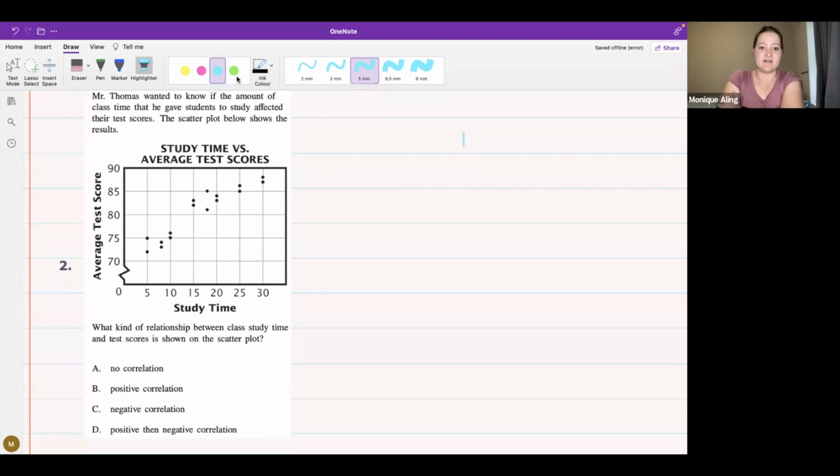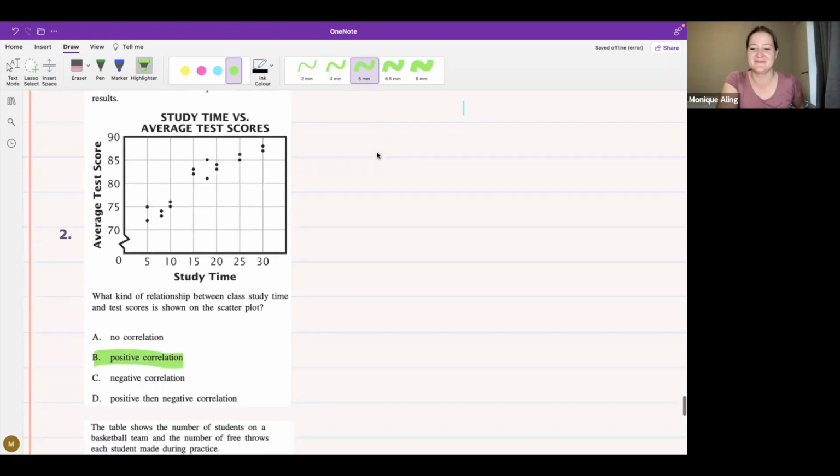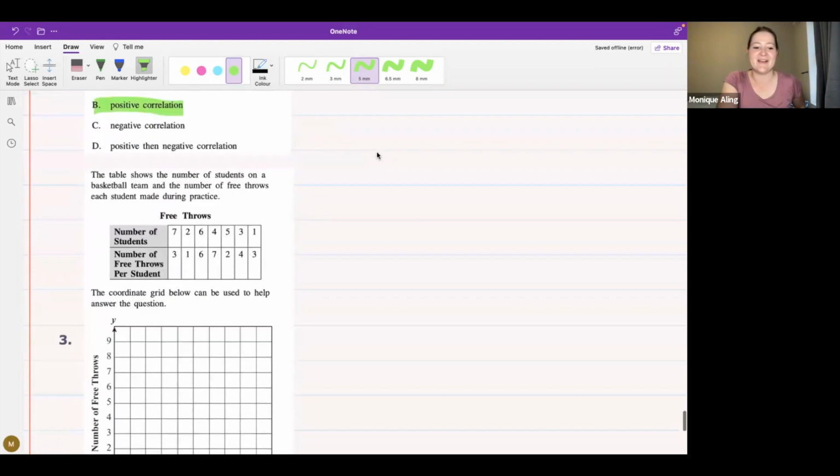Nice, everyone. It is a positive correlation. Good. Okay. And that's true for real life. The more you study, the better your results are going to be. Just keep that in mind. The scatter plot proved it for us.